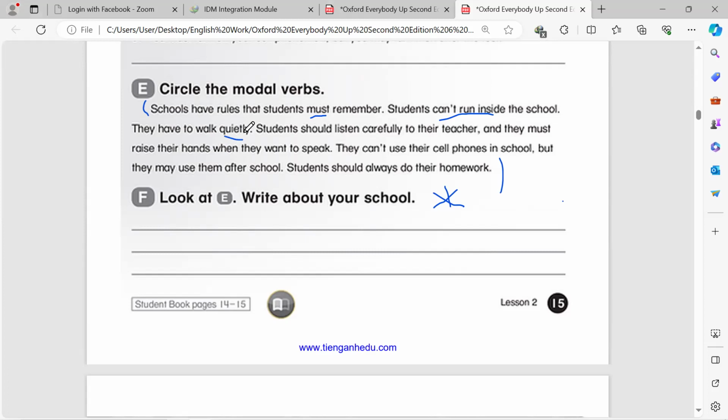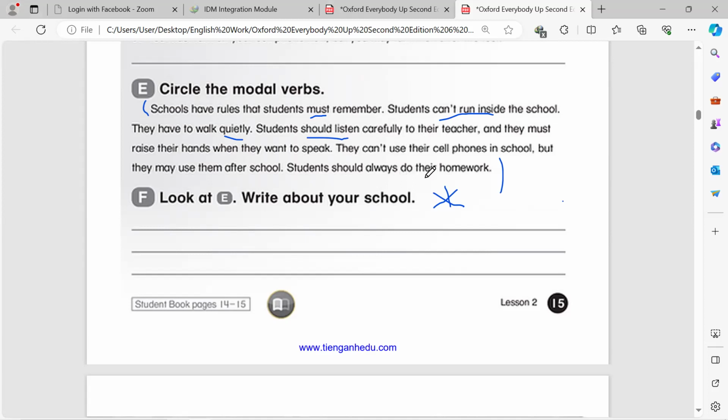I don't like this point. Maybe in the exam room, they have to walk slowly. But even in their rest time, they can do it freely, not damaging themselves, but comfortably. The walk is not really quiet. Students should listen carefully to their teacher, and they must raise their hand when they want to speak. That is the rule. If you have something to speak, please raise your hand like that, one by one.